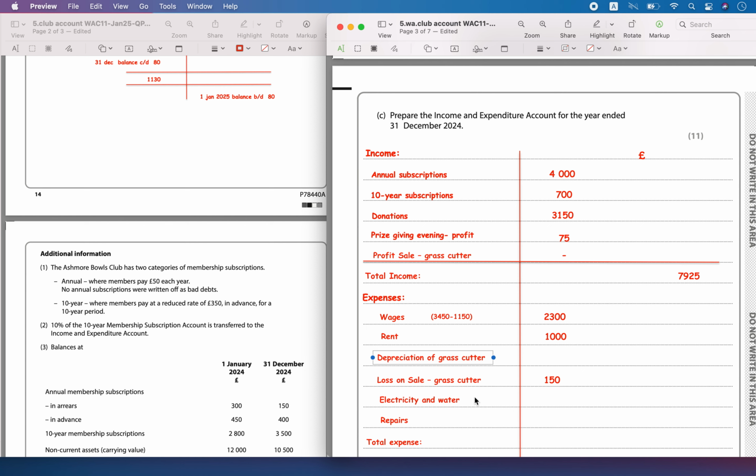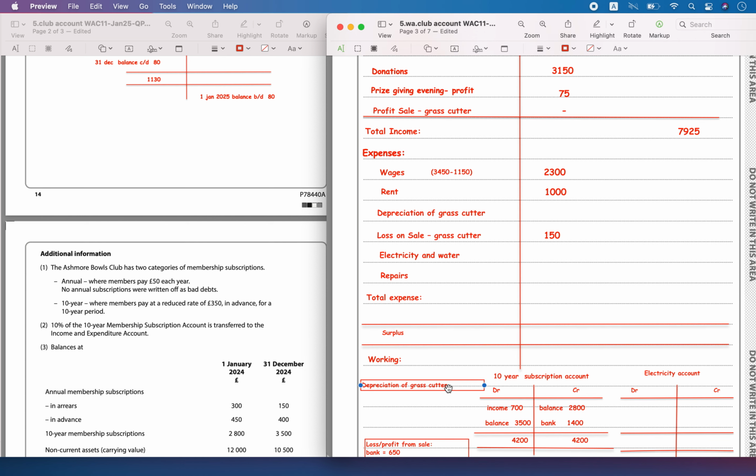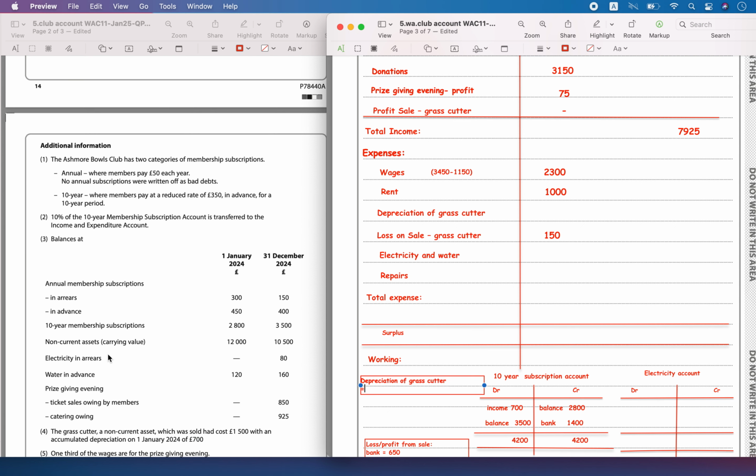And then we have the depreciation of the grass cutter. Depreciation of the grass cutter will be equal to the opening minus closing carrying values. They have given the opening and the closing net book values. So 12,000 minus 10,500. So that is equal to 1,500.